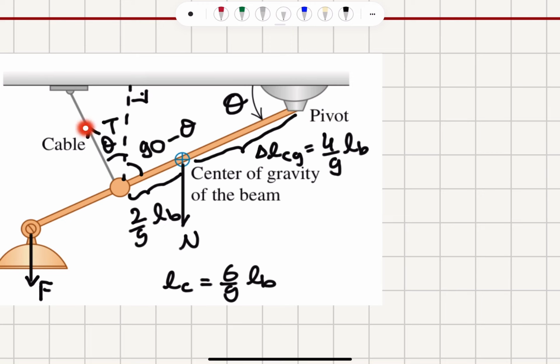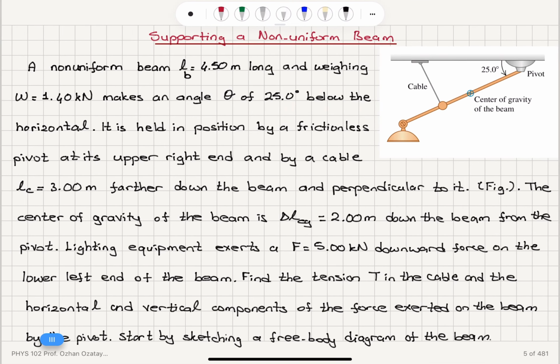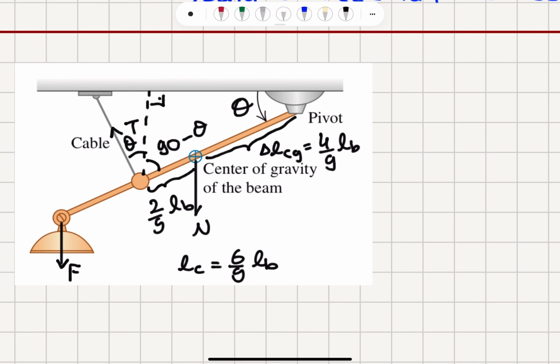Now we have a cable attached to it at 6/9 L_B. So that's basically 3 meters farther down the beam and perpendicular to it. So this is perpendicular to it. If I draw a perpendicular here, this angle is theta, this is 90 minus theta, this is theta. Okay, and we have the weight of the beam here that is on the center of gravity.